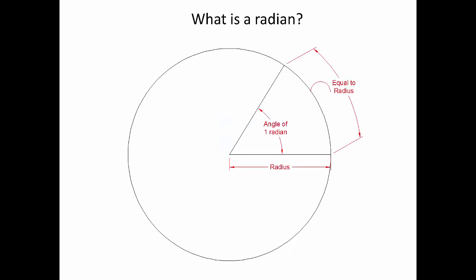Now, it's important for us to understand what a radian is in order to move forward in this course. So what is a radian? Well, a radian is a measure of an angle. 1 radian forms an angle that provides an arc length that's equal to the radius. So this arc length, if you pulled this out and laid it flat, it would be equal to the length of this radius when we have an angle of 1 radian.